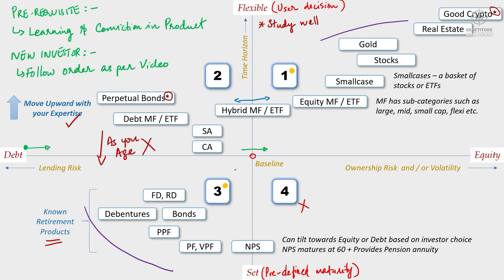But a better model is to have product preference going bottom to top as you build your expertise. So, you start in the safe zone, which is the third quadrant, and move to the growth zone, which is the first quadrant as you gain expertise on those products. Then as you approach the timeline for a financial need, you move towards the baseline.